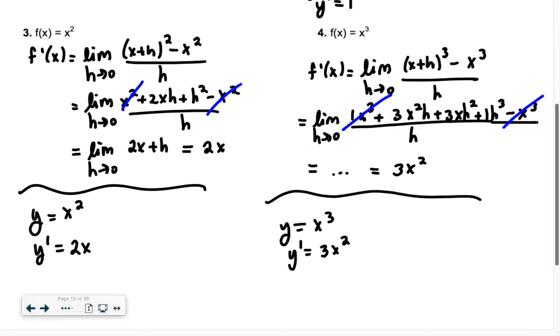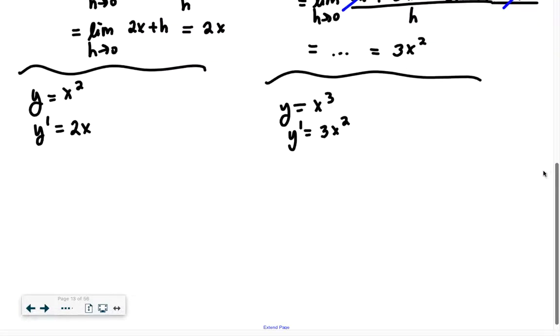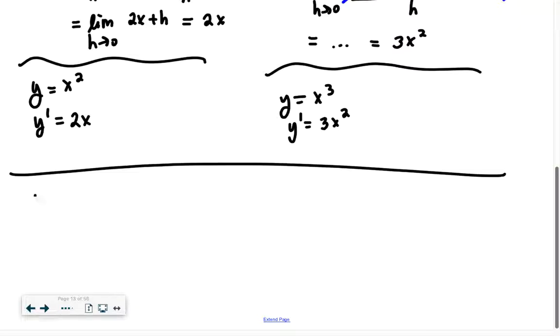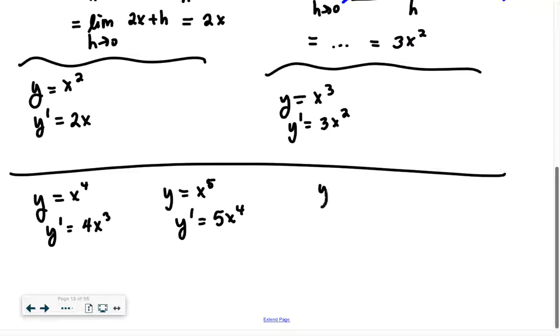Okay, so there's a bit of a pattern that's going on. You may not understand what pattern's going on, but let me give you some. If I had y equals x to the 4th, its derivative, 4x cubed. If I have y equals x to the 5th, its derivative, 5x to the 4th. If I have x to the 99th, its derivative, good. Are we all seeing it? The power goes to the front, and it's 1 degree less. Do you see it?